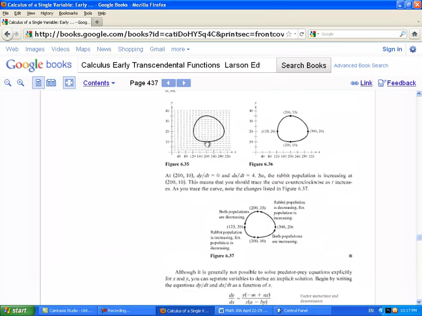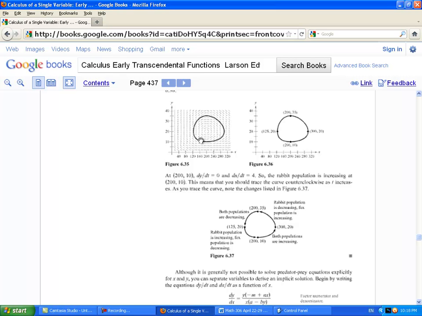Okay. All right, so here's the graph I'm looking at. This shows rabbits versus foxes. And what's happening here? This curve represents a cycle. As time varies, the system travels along this curve. And the point on the curve represents the number of rabbits and number of foxes at that particular time.